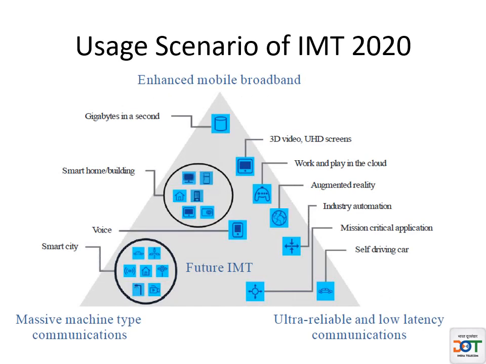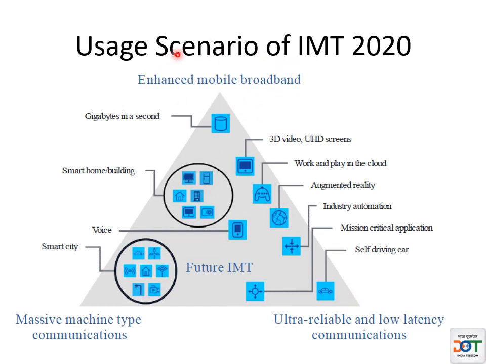Okay, this is a very important and iconic triangle diagram which talks about the usage scenarios of IMT 2020. So what would be the broad usage scenarios of IMT 2020, that is 5G? This is given in one of the ITU documents, the vision document, which was issued in 2015. This triangle has 3 vertices, and on every vertex one of the usage scenarios is defined.